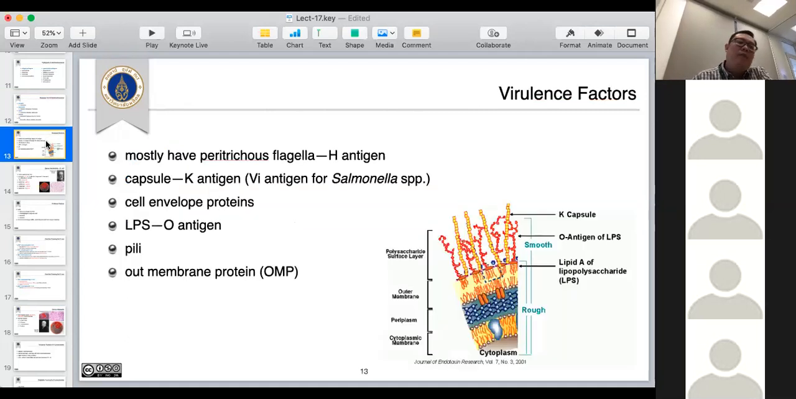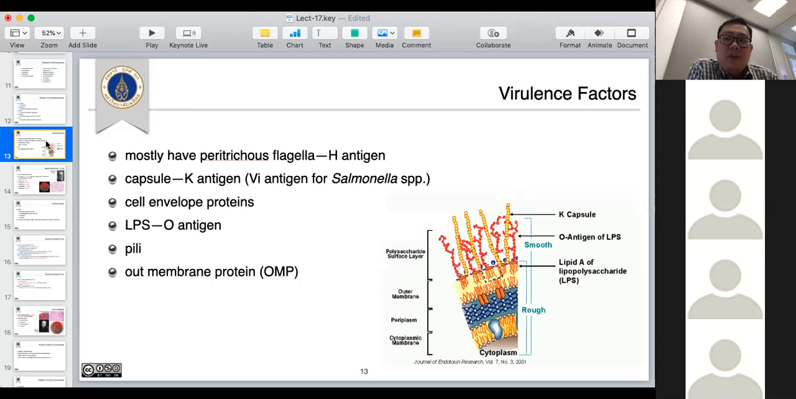The virulence factors of bacteria, so they mostly have flagella. Some species can move, some species cannot move. Flagella itself we call H antigen. Okay, and the capsule. Most strains and species can produce capsule, we call K antigen. So they can have capsule and they are also immunogenic. Except in Salmonella. Salmonella we do not call K antigen, we call Vi antigen. People who work with Salmonella prefer to use this term.